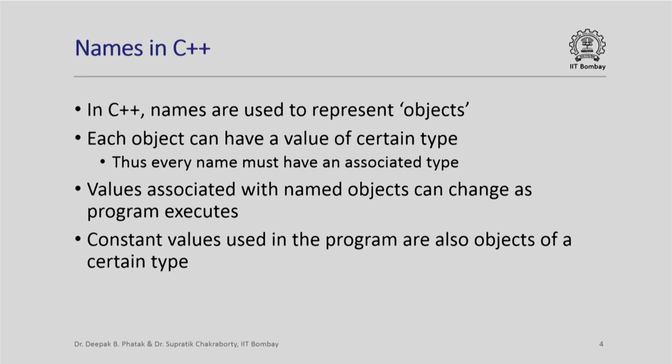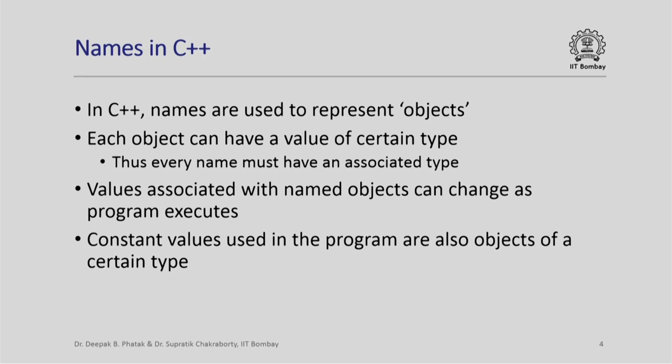So in C++, there are different kinds of computational objects, and names must be used to represent these objects. Each object typically can have a value of a certain type, and so we must also associate a type with every named object in a C++ program. Now the value associated with a named object can change as the program executes. However, the type associated with the object stays the same.